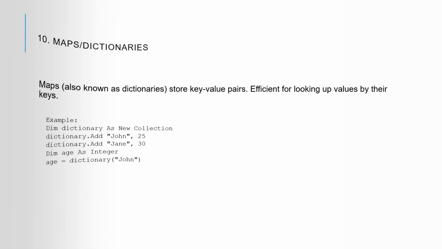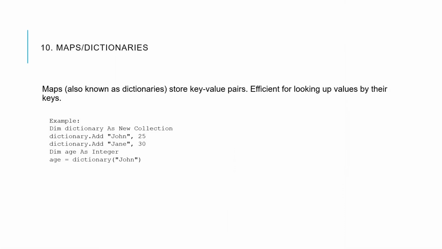Maps or dictionaries are like a reference book. You look up a word, the key, and it gives you its meaning, the value. These tools help us store and quickly retrieve related information, just like using a dictionary to define words.